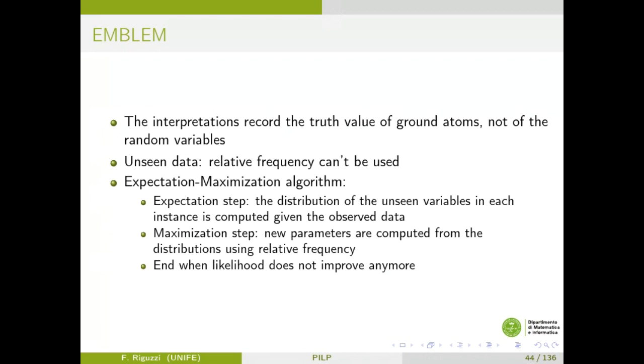Again, as for Prism, the interpretations do not record the truth value of random variables, but only of ground atoms. So you don't know for each probabilistic choice, for each probabilistic clause, which head is selected. So you have unseen data. You can't use relative frequency. You have to use expectation maximization, as for Prism.